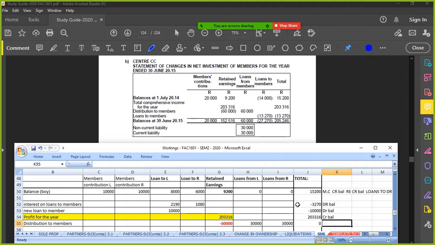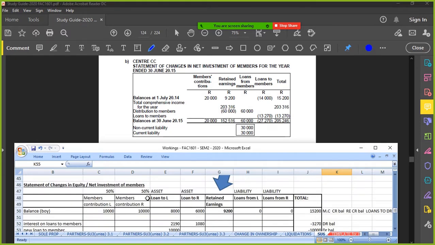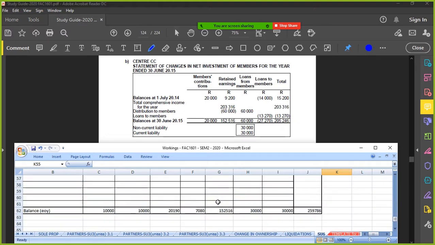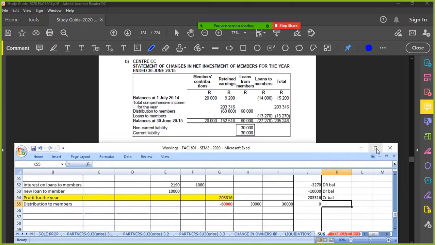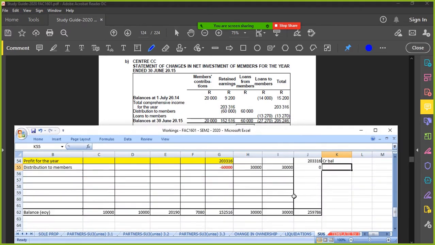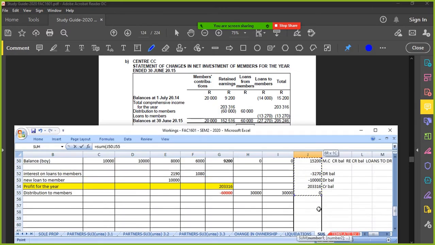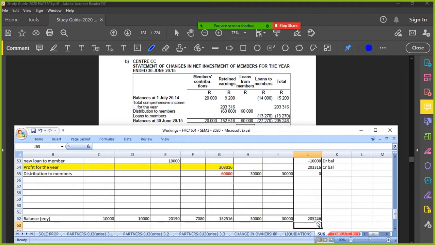It's just debits and credits. As long as you know what it is, you can get it. Those are assets, those are liabilities, those are equity. Was there anything else? No, there wasn't. Is the figure up to date now? Let's sum up. Enter. Yeah, now it's right. You can see it there. 205246, that's how they've got that figure.